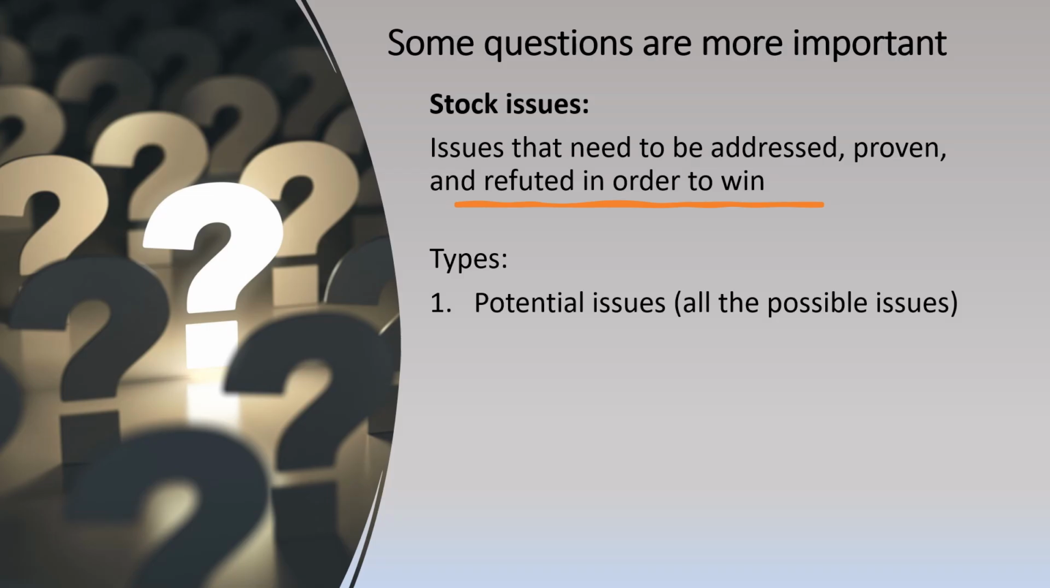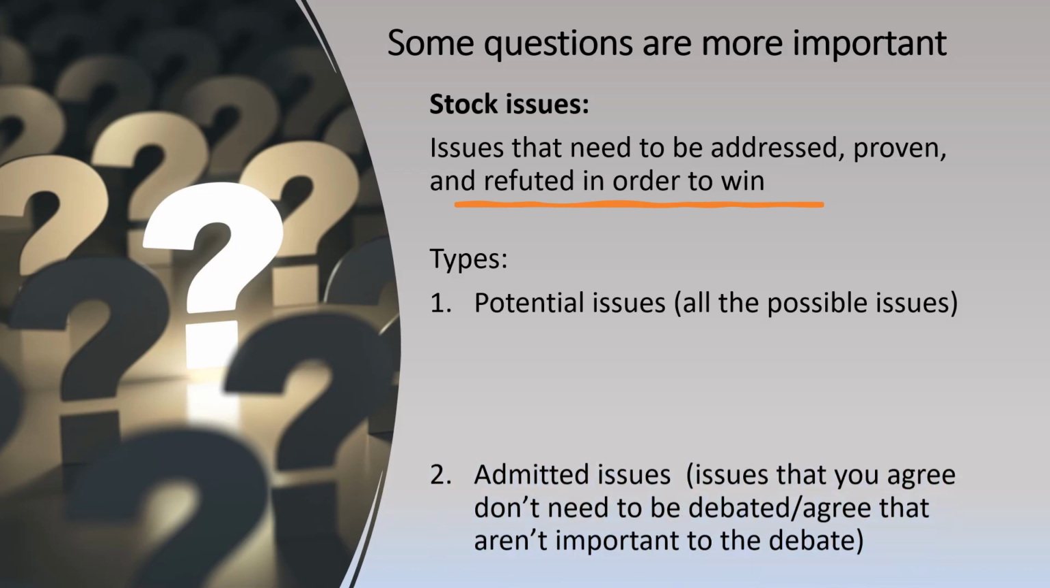The first type is what are called potential issues, and a potential issue includes all the possible issues you could come up with. So just like a job interview, if you were to create a list of how many questions they could possibly ask you, you could probably come up with at least 65, 70, 75 questions. So potential issues are just like that. It's like brainstorming to come up with, is there any big thing that I'm missing here?